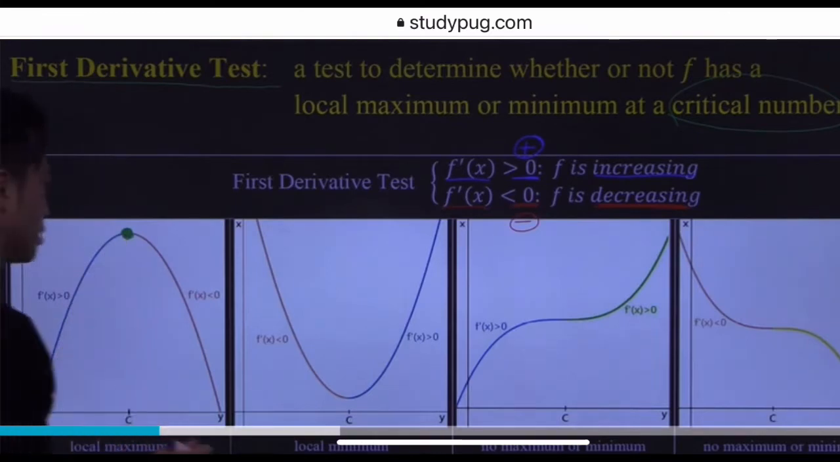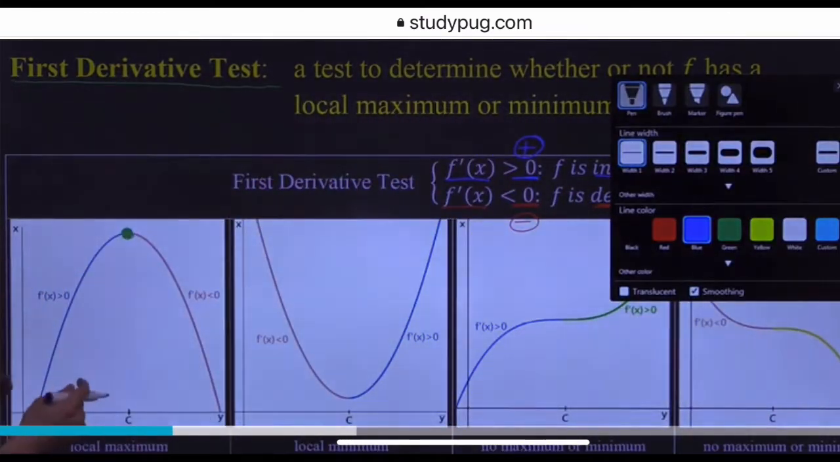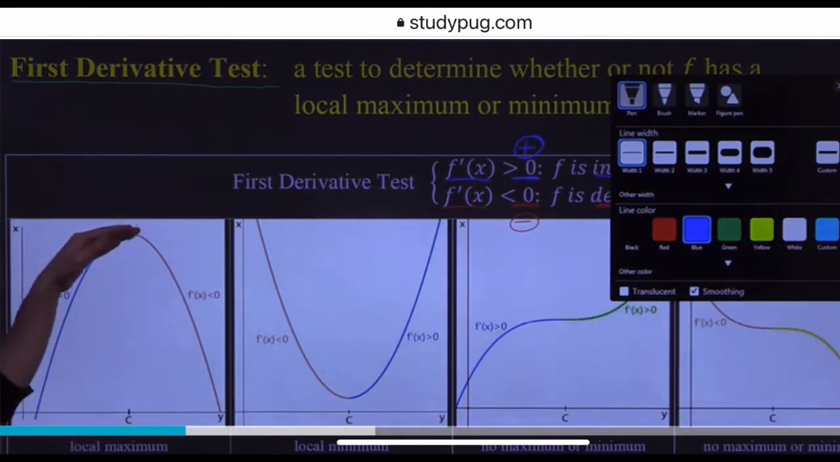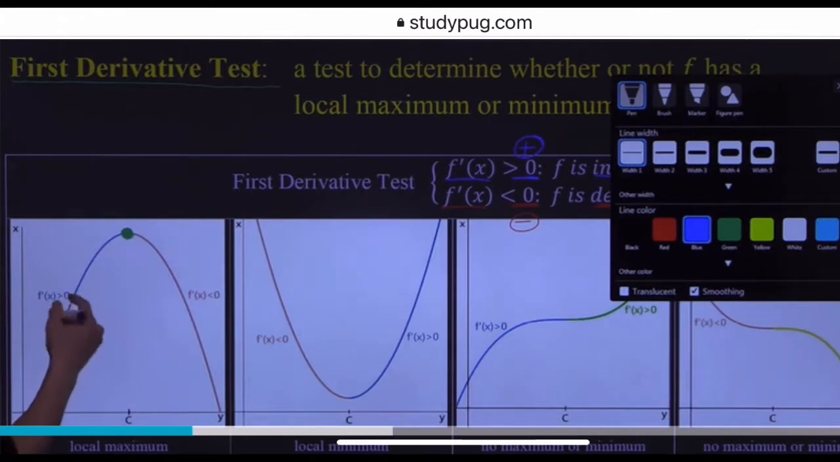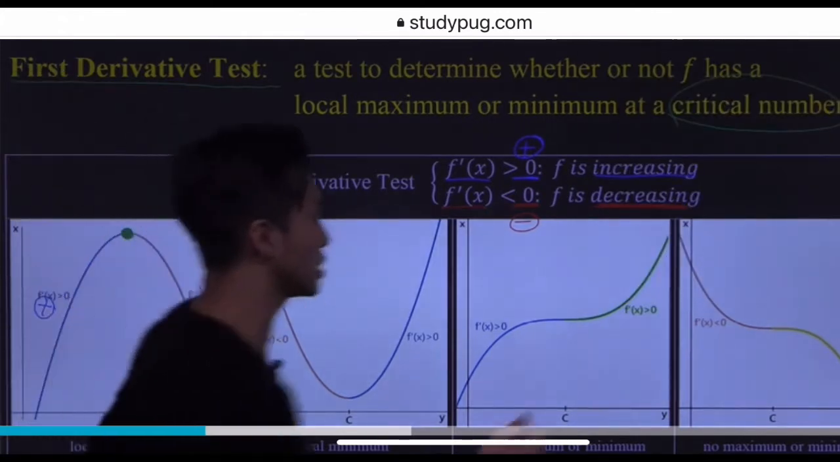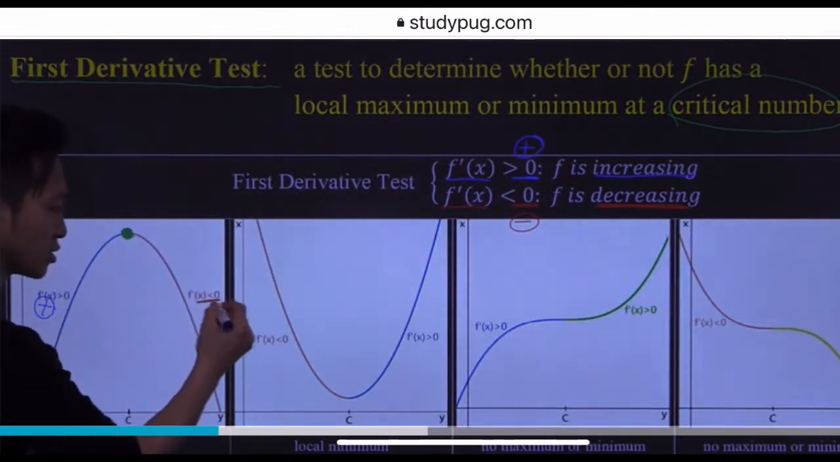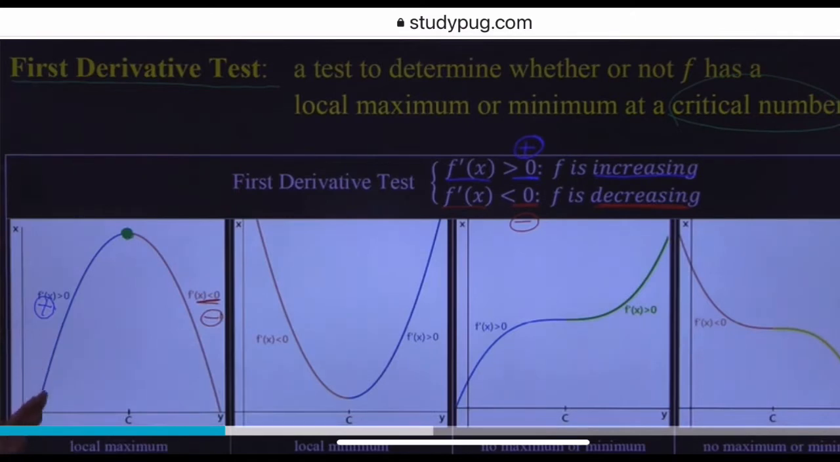Yeah. So, if the graph of a function goes from increasing, where the derivative is greater than 0, where the derivative is positive, to decreasing, where the derivative is less than 0, is negative. So if a graph goes from increasing to decreasing, then we know that critical point will give us a local maximum, right? Just a visual intuition.